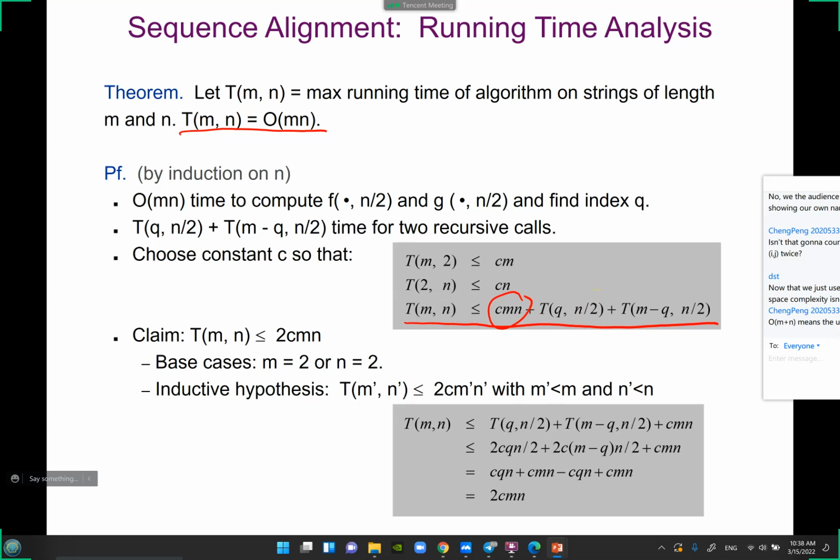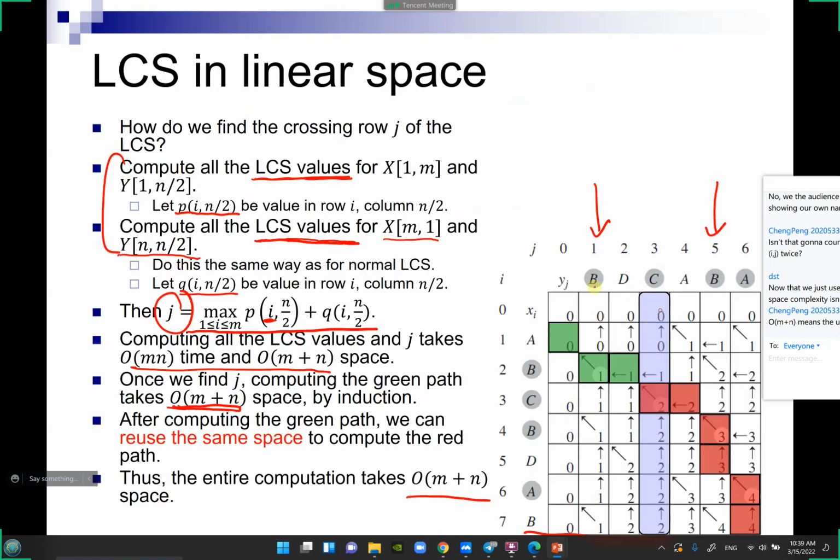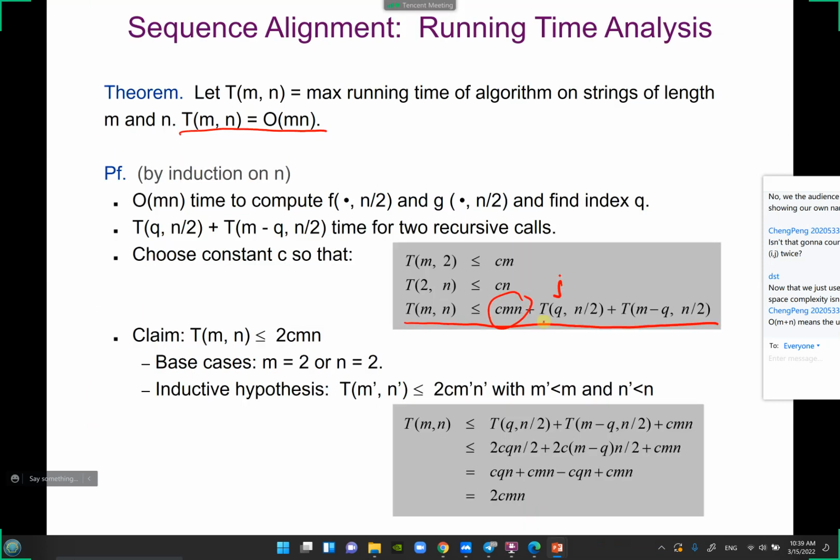And then you have these two recursive calls. So q here is equal to what I called j on the last slide. For some reason I can't write over here. So whatever this j is, you have one problem which is like this, and then you have one problem like this. You have to find the paths in those. So that's going to take you this much time for each of these recursive calls.